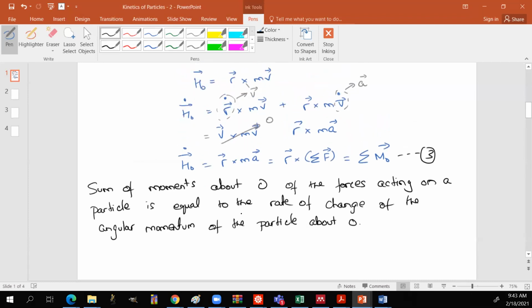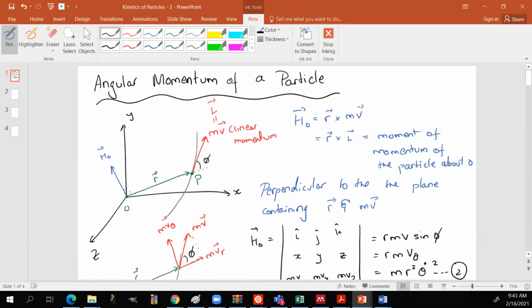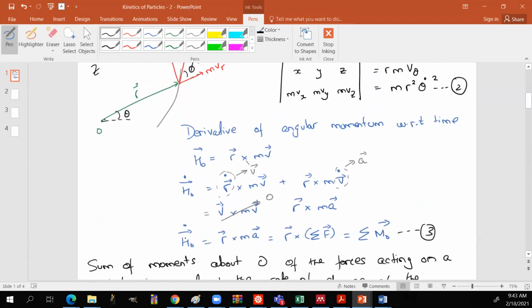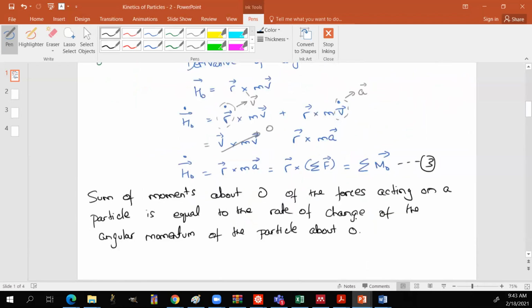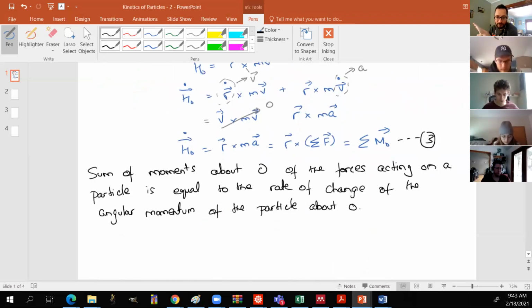All right, so that's the statement of angular momentum. So we've defined what the angular momentum is. It's r crossed with your linear momentum. And then we've seen that the rate of change of angular momentum is basically equal to the sum of moments about that point. All right, those are the main two takeaways. So any questions till now, guys? Does it make sense? Good? All right.